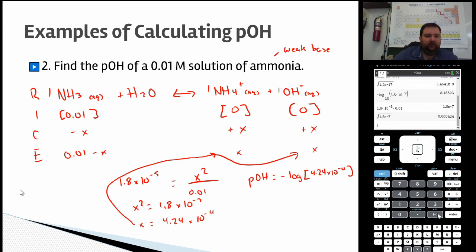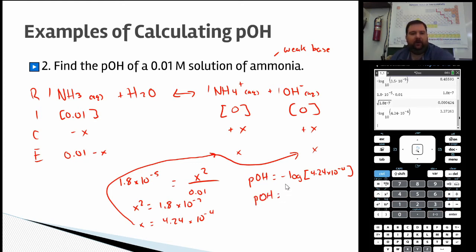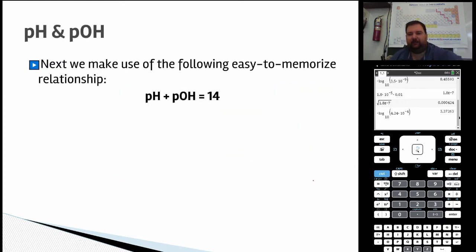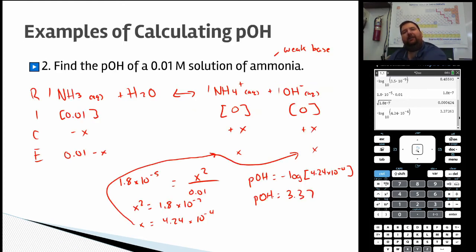So we are going to do the negative log of 4.24 times 10 to the negative 4. And we get a pOH value of 3.37. All right, this is not a pH value. This is a pOH value.